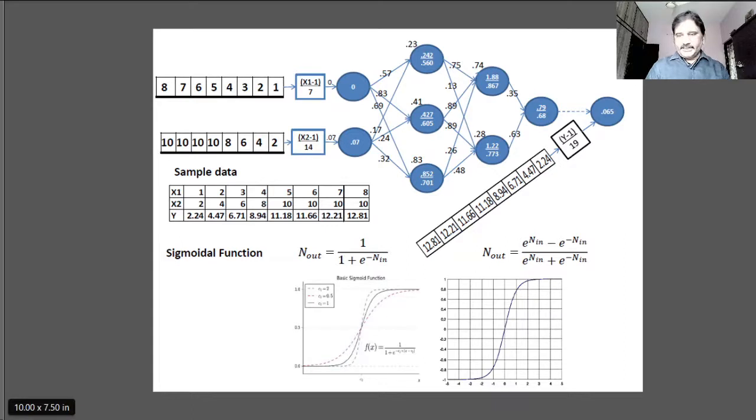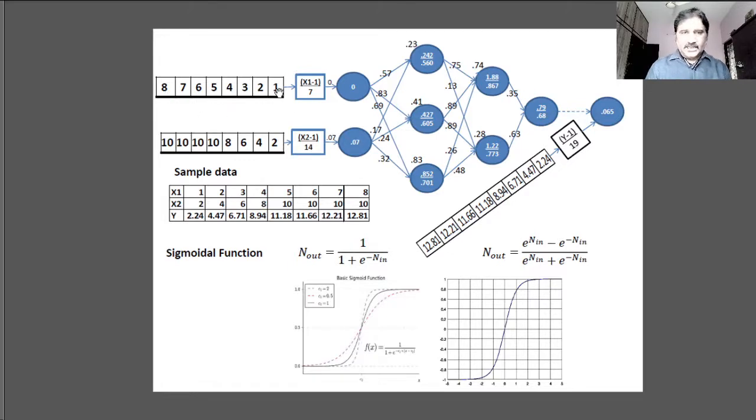as I have said, this data will not be directly entering into this neuron or this neuron. This has to be first mapped into what is called as a value between 0 to 1. How to map it in a value between 0 to 1?